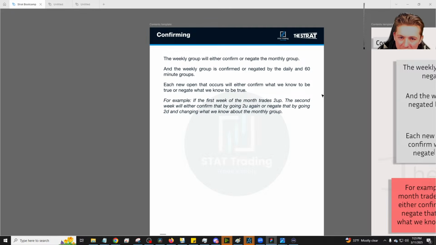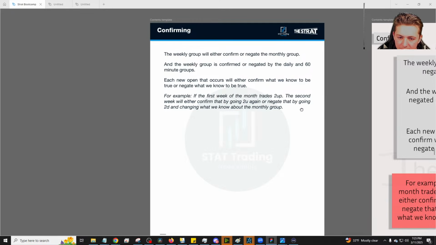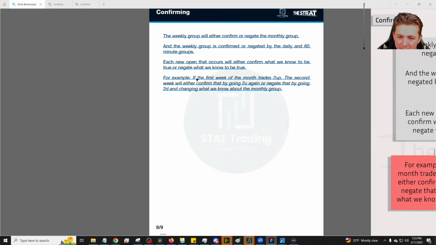the new week must open, go green, and then you would have full time frame continuity still. If the new week opens and goes red, you no longer have full time frame continuity. The same thing is true with the day and 60s. So you can see, for example, the first week of the month trades 2 to the upside. The second week will either confirm it going 2 up again or negate it by going 2 down. And that would change what we know about the month.